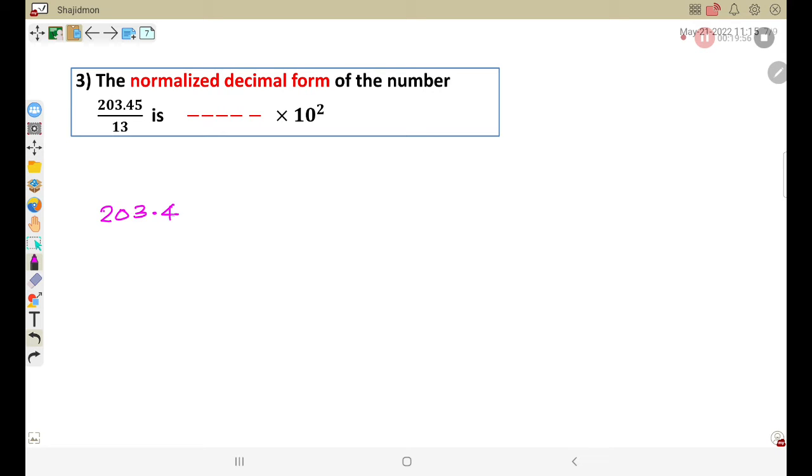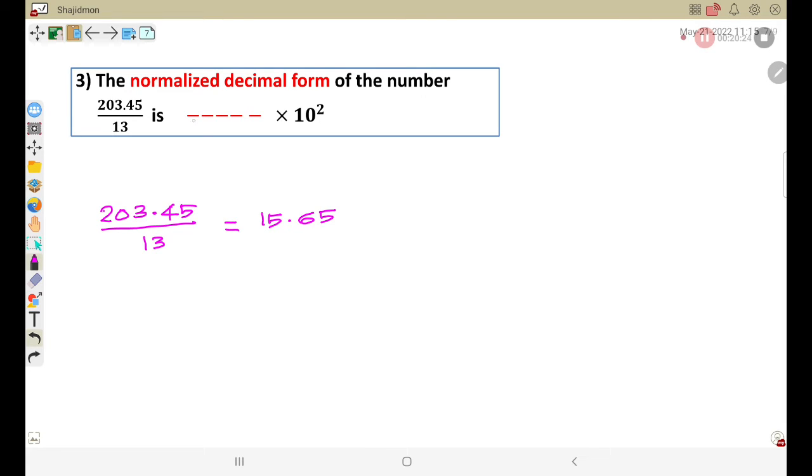203.45 divide 13. Okay, 203.45 divided by 13 equals, when we are checking in the calculator, 15.65. Now, if you are writing this number in normalized decimal form, see what will be the answer.